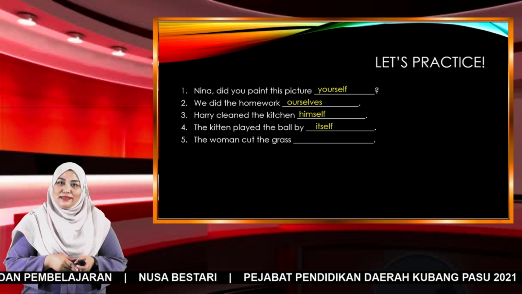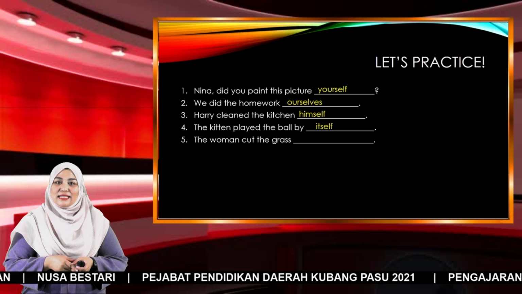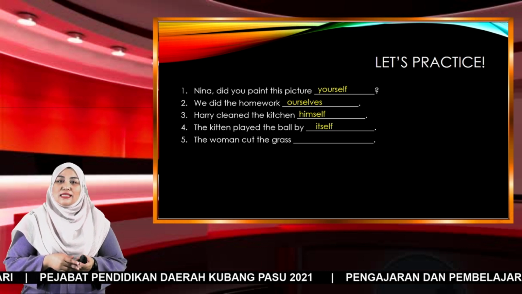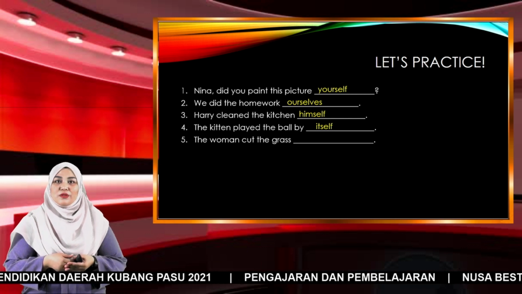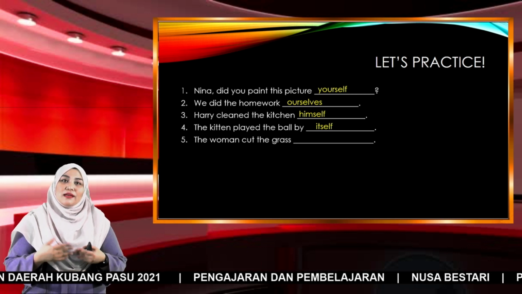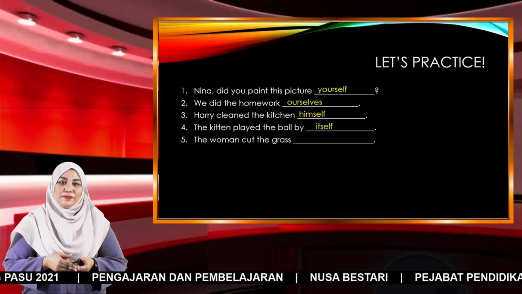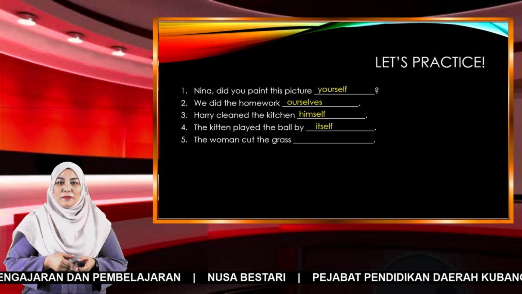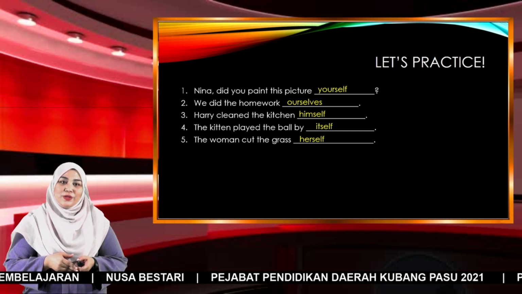Okay, let's go to number 5. The woman cut the grass. So the woman is a female, okay? And we use the personal pronoun she. So for she, we use herself. Herself. All right, let's go to number 6.